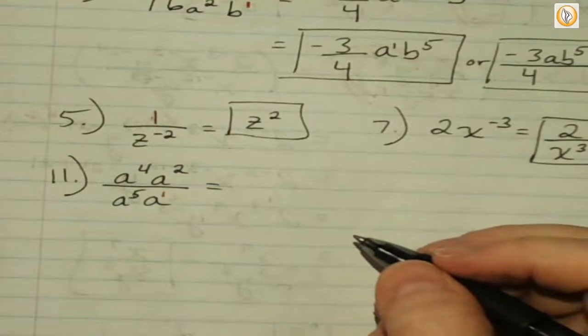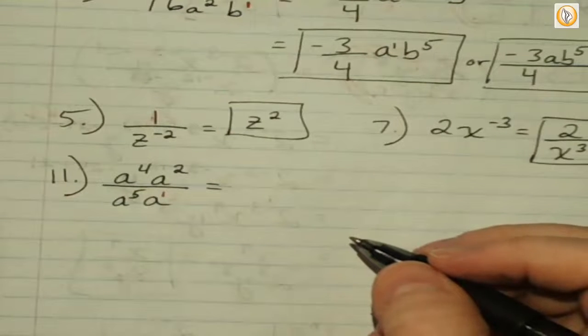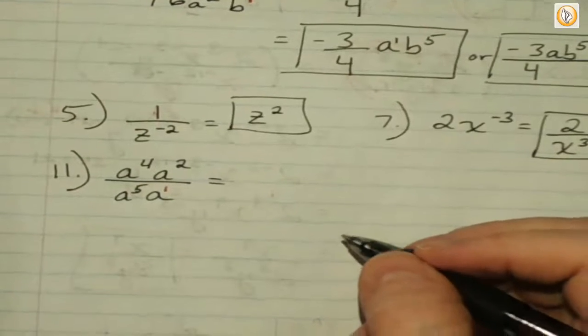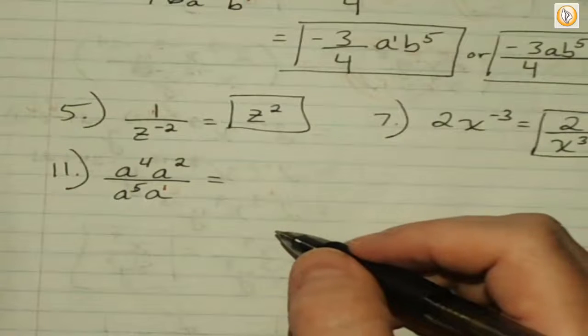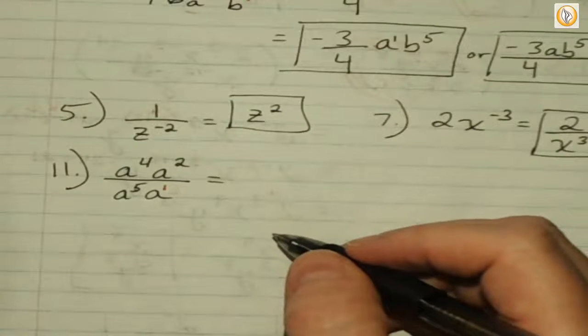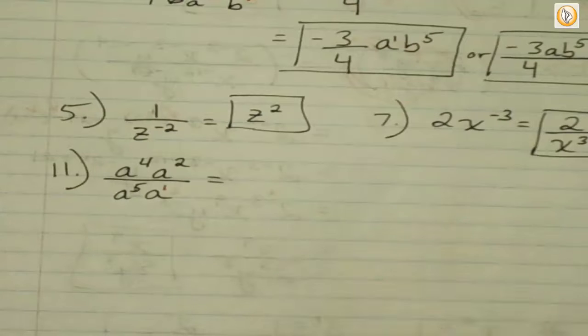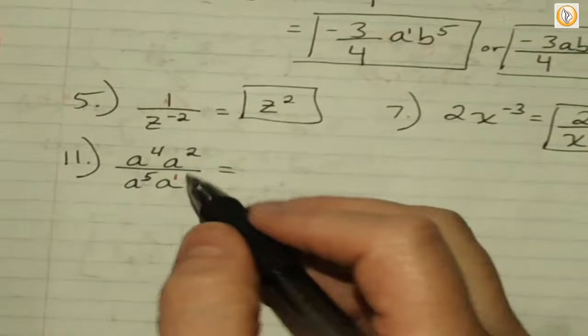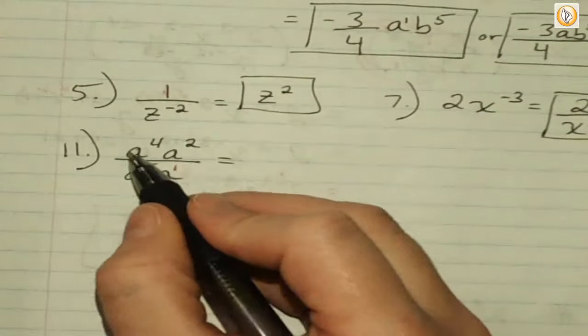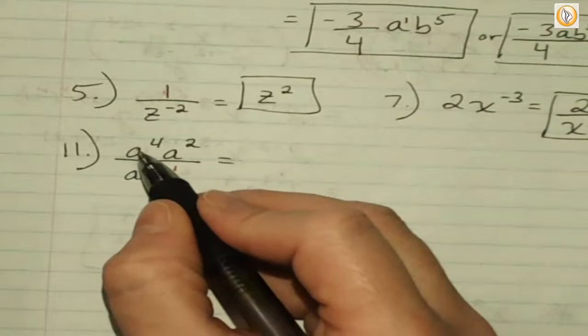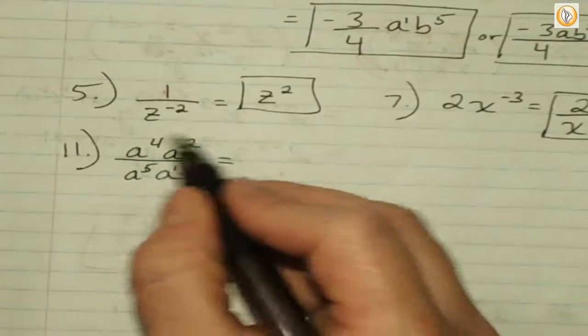Aiden, do you have a question? No, it's Whit's problem. Okay, so sit back, look at it, tell me what you would do. All right, I'm going to give you a hint. If the bases are the same and we're multiplying, what do we do to the exponents?